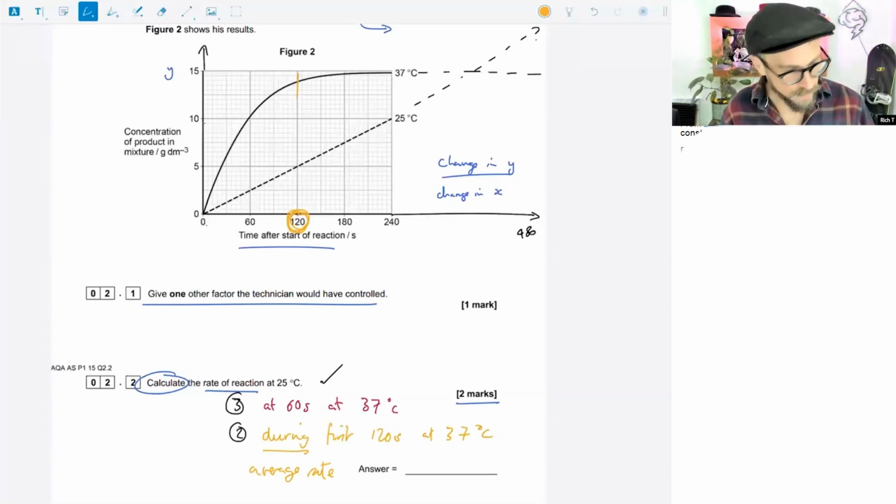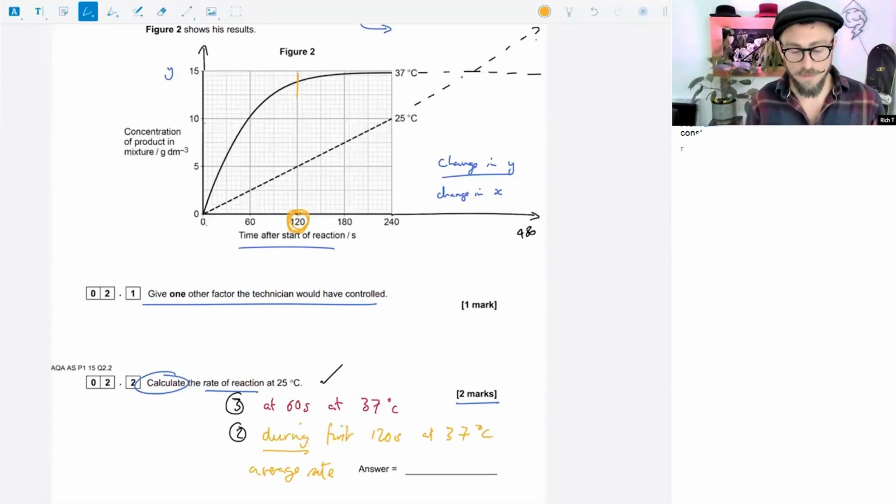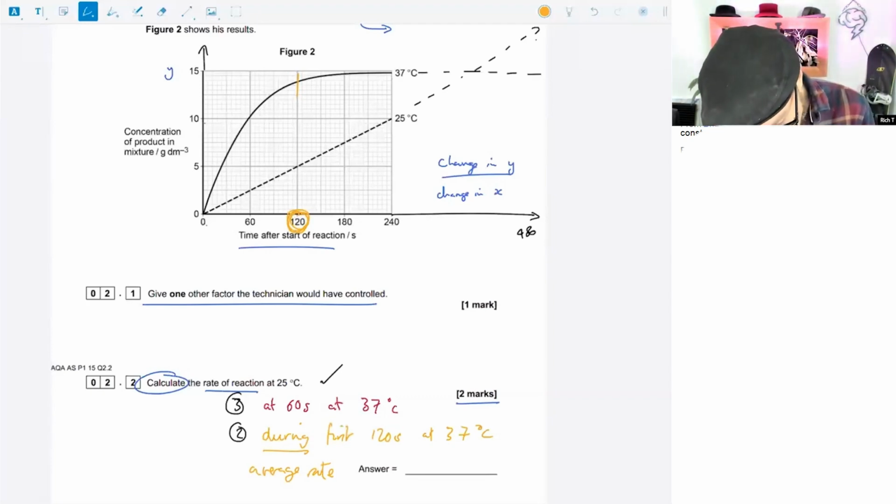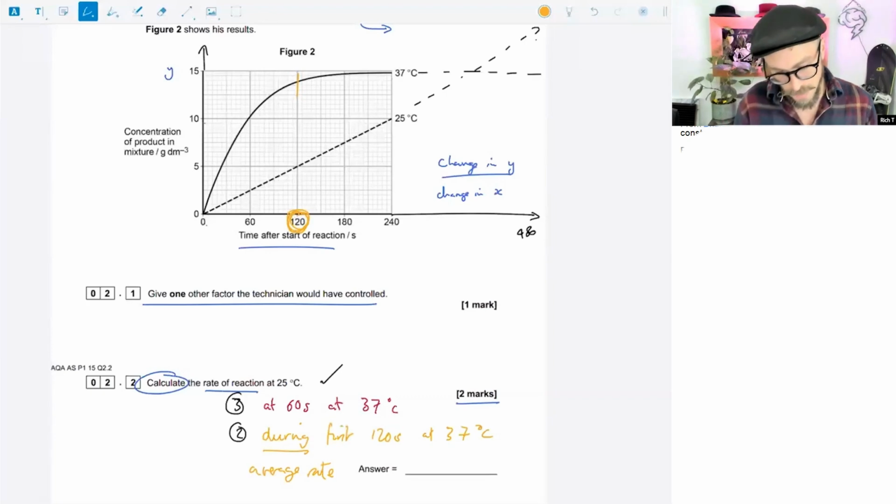It's during the first 30 seconds. So it is essentially steeper, a faster rate at the beginning, and a slower rate at the end. Well, we basically just assume that this is a straight line, and because we're averaging out the rate, that would give us a constant rate. And therefore, we just read this mark off here. We get 14 grams per decimeter cubed.